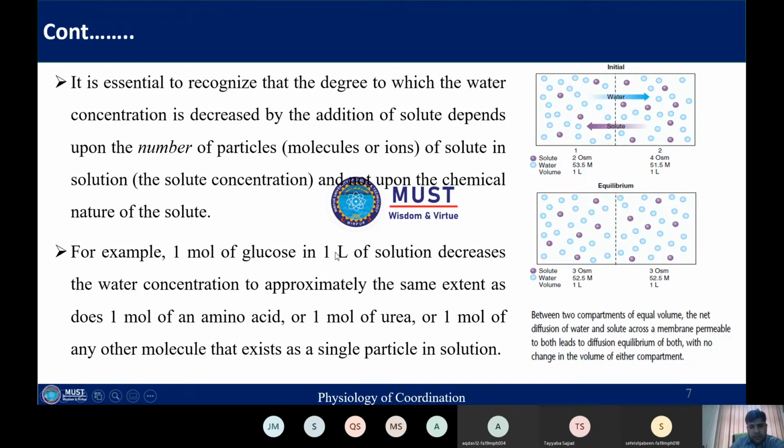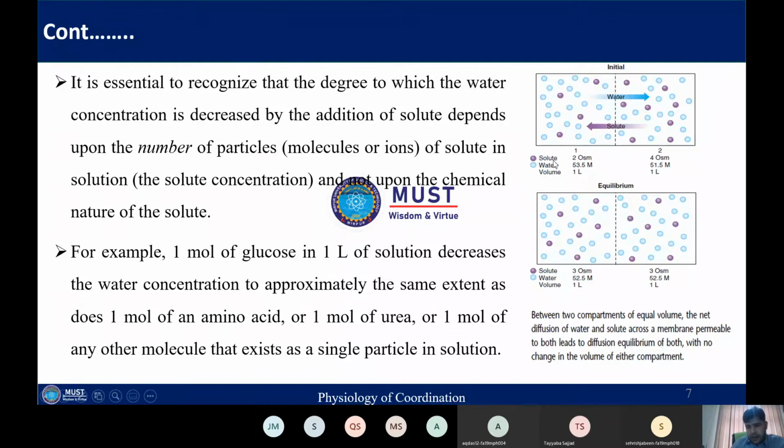So when we add one molecule of glucose in 1 liter of solution, it will decrease the water concentration by the same extent as one molecule of an amino acid, or one molecule of urea, or one molecule of any other molecule that exists as a single particle in a solution. It is the number of solute molecules being added to the solution rather than their chemical composition. No matter whether the molecule is ammonia, glucose, or an amino acid, if their number is equal, they will have the same effect on decreasing the concentration of water in a solution.